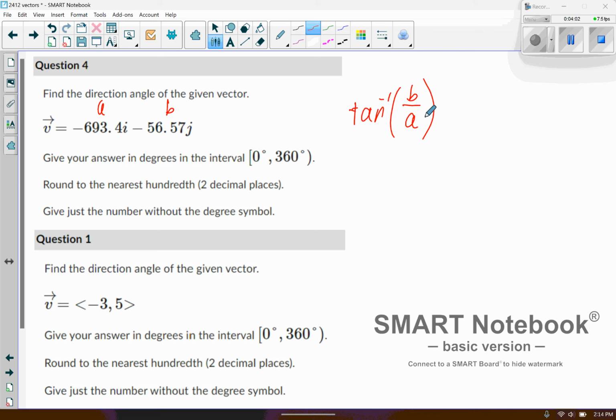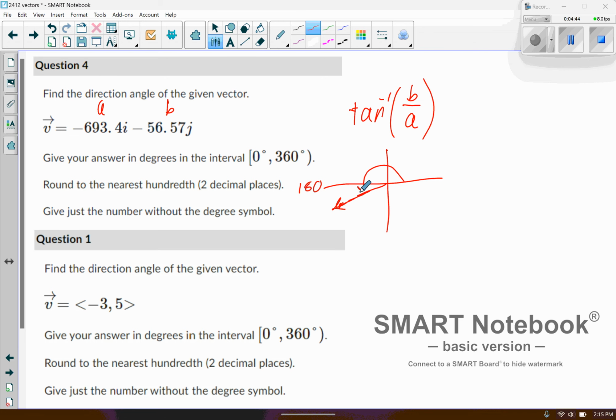Just be careful, because when you put it in the calculator, it might not give you what you're expecting, so you might want to draw a picture and have an idea of where this is. This is negative 693 units left, and then a little over 56 units down. So just know that you're in the third quadrant, and that angle should be somewhere past 180. It should probably be close to 200. I don't know exactly what it is, but it's going to be somewhere in the 200 range. When you put that in the calculator, it might actually give you something in quadrant 1, and you're going to have to add 180 to it, most likely.